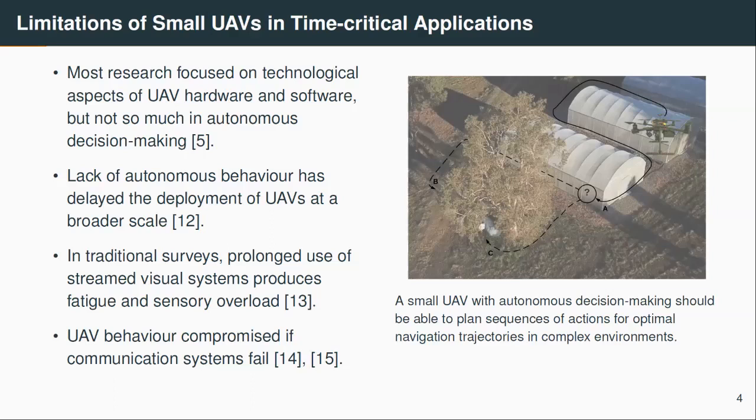So to illustrate what I mean with autonomous behavior is that in a search and rescue scenario in outdoor environments, a UAV with autonomous decision making should be able to plan sequences of actions for optimal navigation and optimal planning of trajectories in complex environments. So in this case in particular, an autonomous UAV should be able to decide on an optimal sequences of actions in order to find the person in distress.